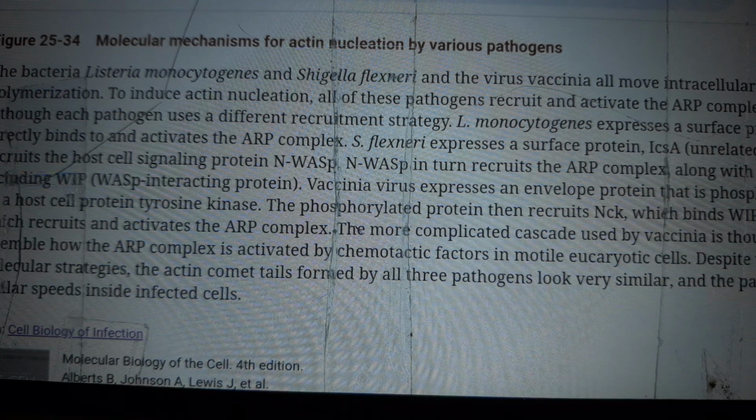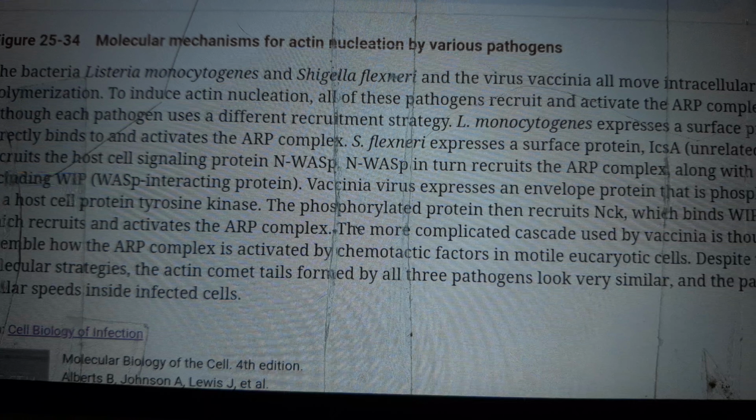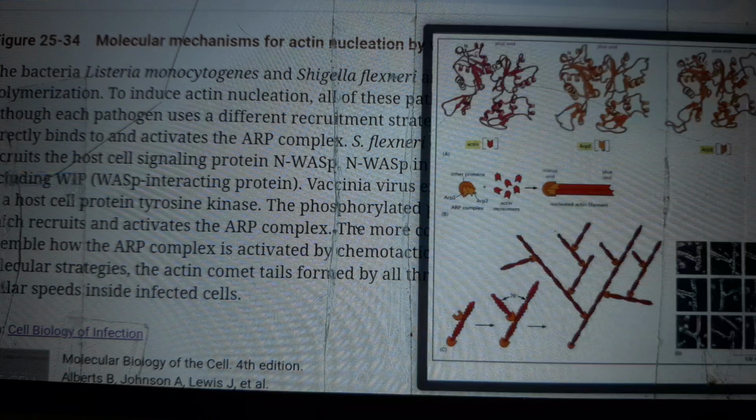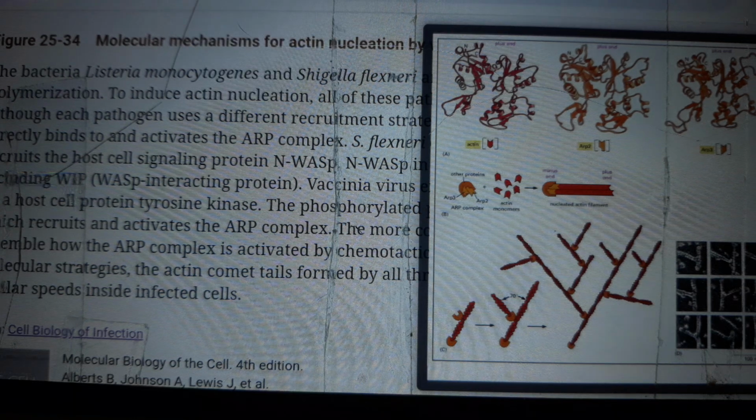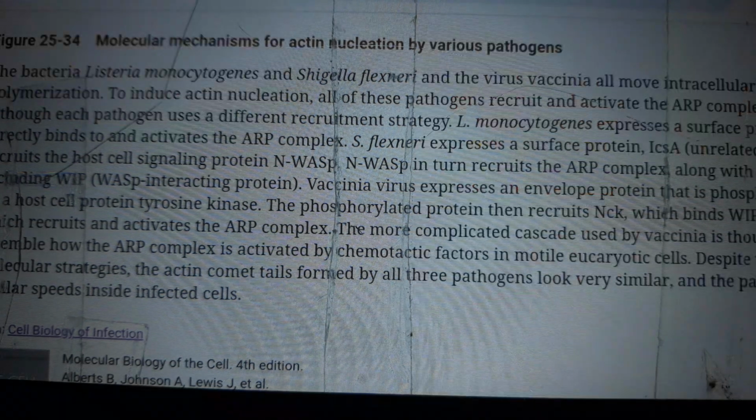And the ARP complex, you can just check it on the figure. Right? Check this, take a screenshot, okay? And we're back to the subject.